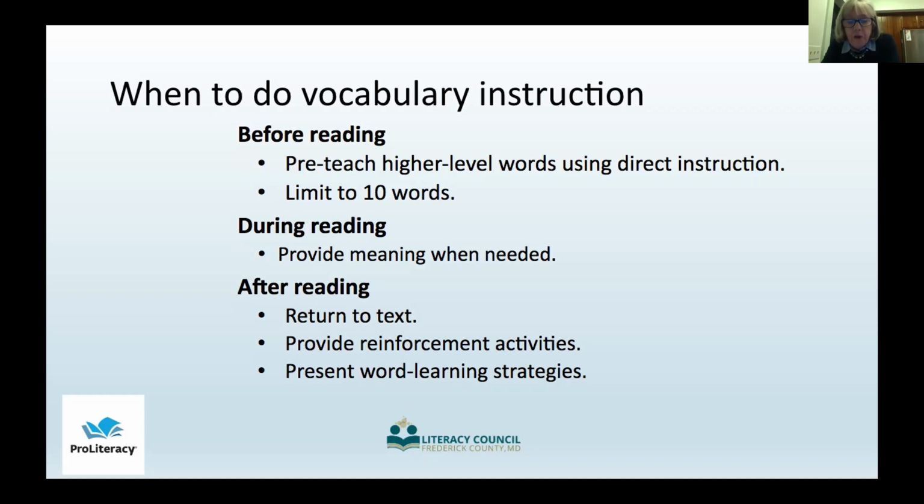After reading, you go back to the text and you look at it very closely. Here you can do some reinforcement activities, which we're going to show you soon, and you'll be able to add on additional word learning strategies. Remember, however, that you don't have to use every activity that we're showing you in every lesson. You can overwhelm the student.